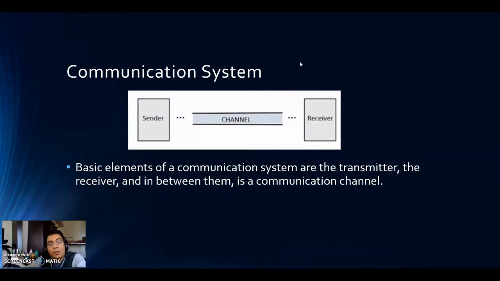So in a communication system, we basically have a sender, a channel, and a receiver. A good example of this communication system is actually what we are doing today. As a speaker, I am the sender, and my stable internet connection is the channel, where you guys and our professor are the receiver. But to be more technical and detailed on what a communication system is like, the basic elements of a communication system are the transmitter, the receiver, and between them is a communication channel.